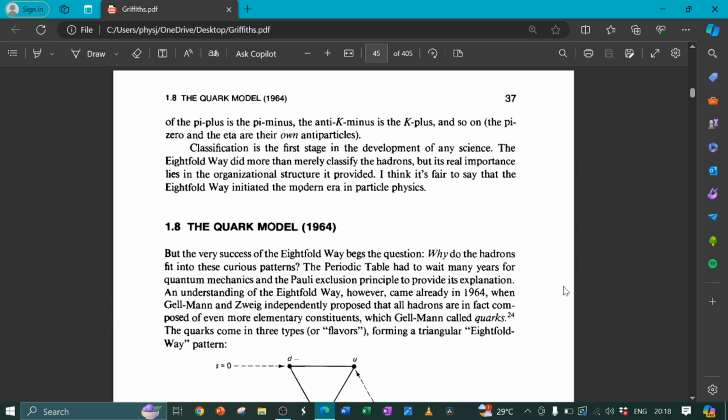Classification is the first stage in the development of any science. The Eightfold Way did more than merely classify the hadrons, but its real importance lies in the organizational structure it provided. I think it's fair to say that the Eightfold Way initiated the modern era in particle physics.